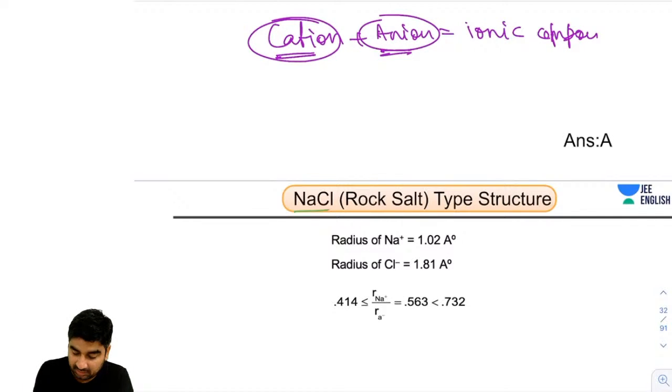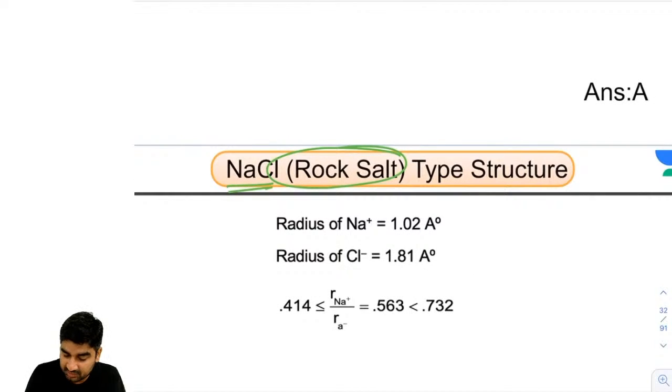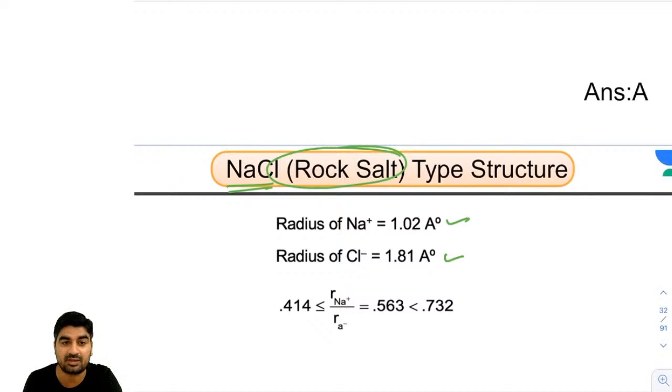Suppose I am taking NaCl, we also call it rock salt, its common name. So let me tell you some experimental data. You don't have to memorize it, but for information purpose. Radius of Na plus is this. Radius of chloride is 1.81. So here chloride is the football and Na plus is the cricket ball. So chloride will form the lattice and Na plus will occupy the void. So what type of void will be occupied by it?